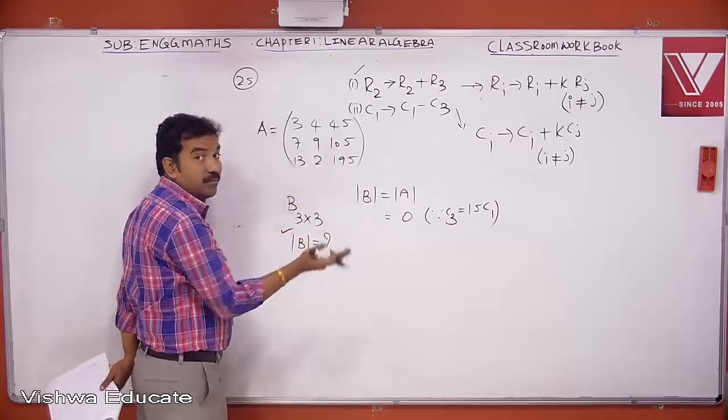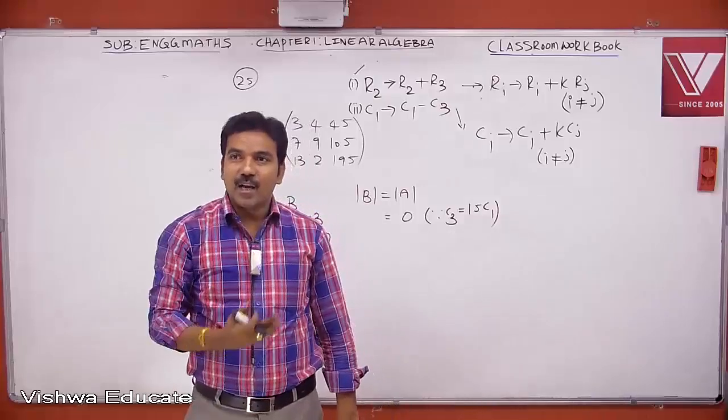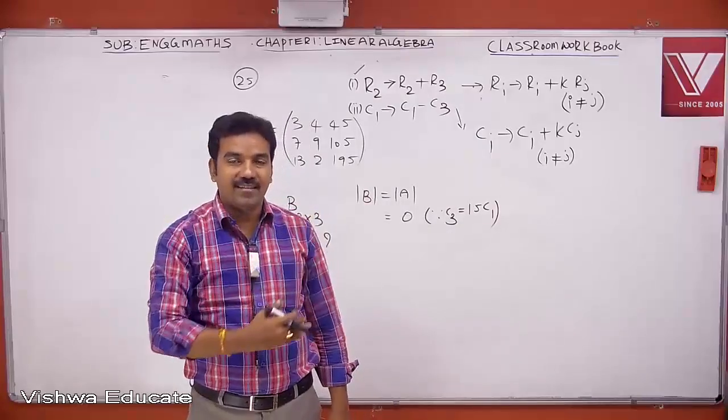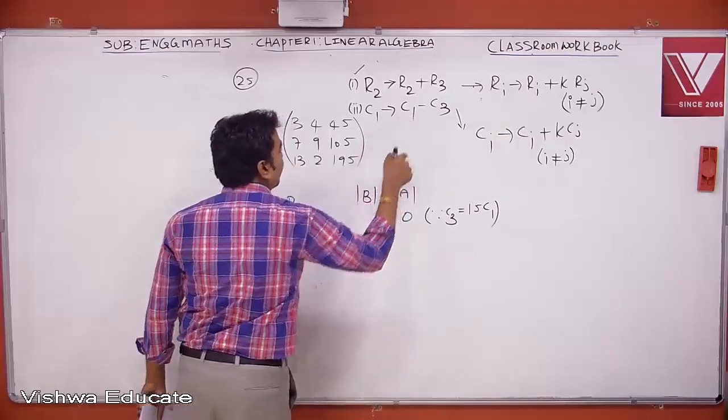11, 300. Numbers are increasing. So in order to waste our time, they gave the operation like this. To confuse the students, the operation is given like this. Even when you look at the second operation, C1 implies C1 minus C3.